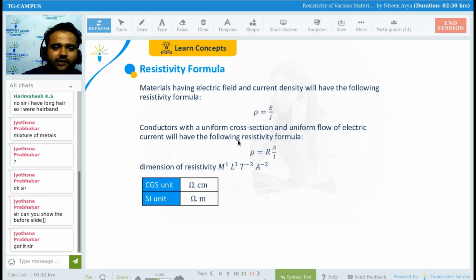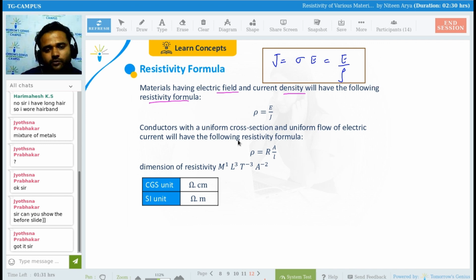So this is your resistivity formula. In the previous class, we also derived that. For those who are new to this, materials having electric field and current density will have the following resistivity formula. This is your microscopic form of Ohm's law also. J, which is current density, equals sigma E, where sigma is 1 by rho, so E upon rho. This is just the reverse of everything. You can note it down, and this is your microscopic form of Ohm's law, or vector form of Ohm's law. In great detail, we discussed this in the previous class.